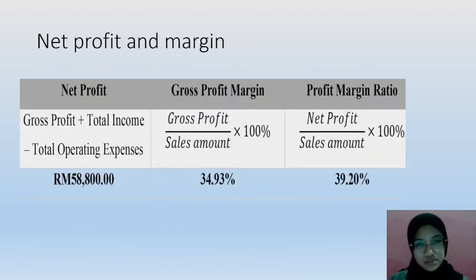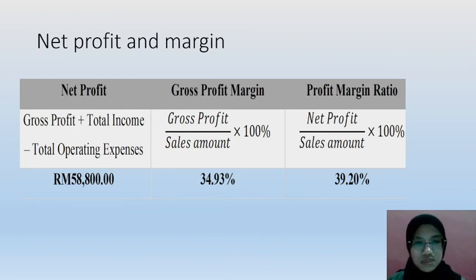Okay, next I would like to explain about the net profit and margin for our project. Net profit is the total profit that we get from our project. To calculate this profit, we use the formula of gross profit plus total income and minus total operating expenses. For our project, we get the net profit around RM58,800.